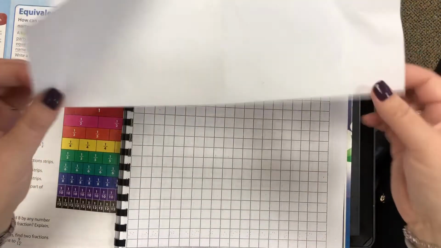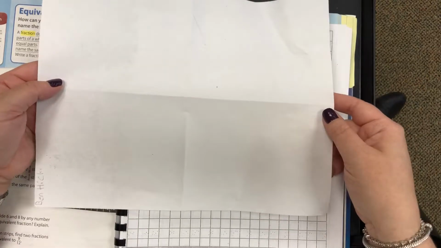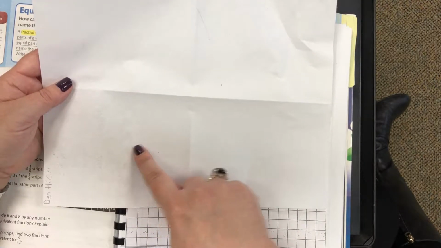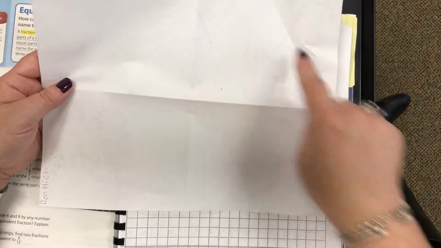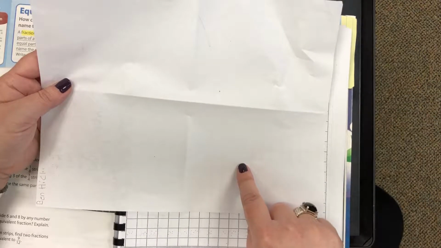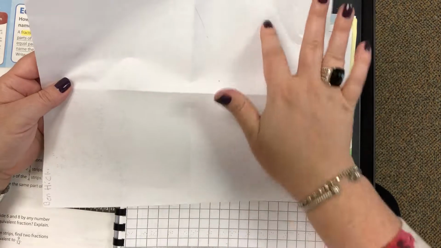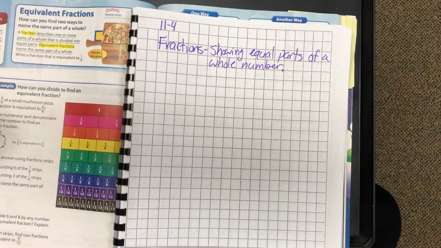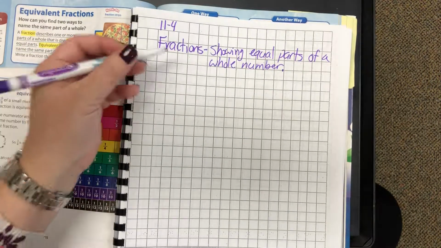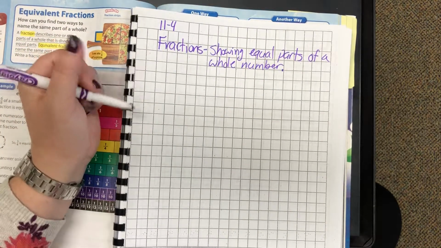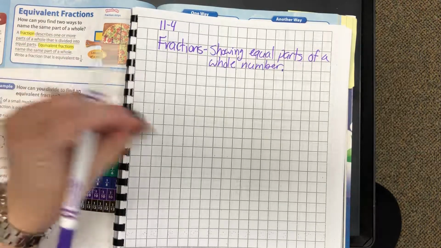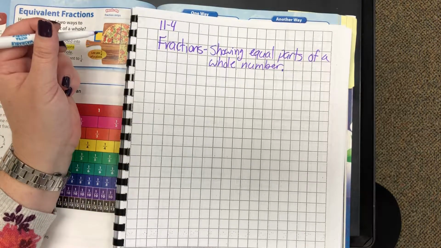I now have 4 equal parts. This is 1 out of 4 of those equal parts. This is 1 out of 4 of those equal parts. Also, this is 2 out of those 4 equal parts. Okay? So whenever we're talking about fractions, all we're talking about is how many there are in all and how many of each little piece we're focusing on.